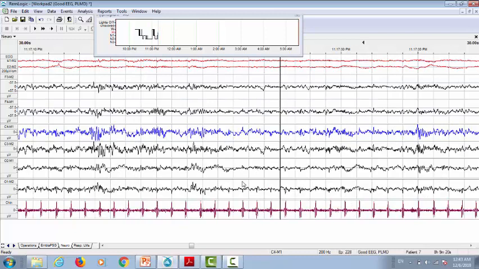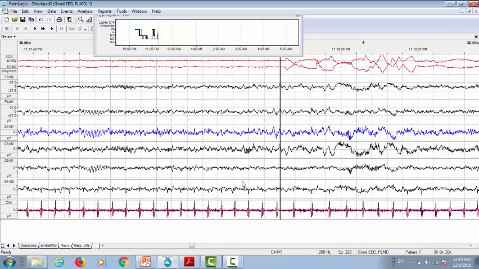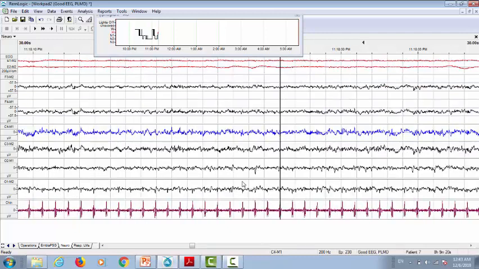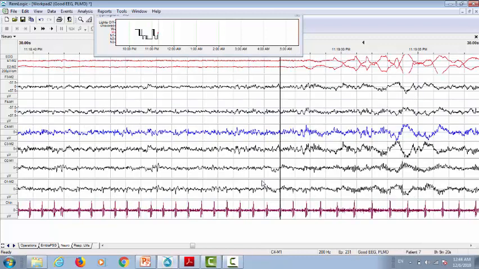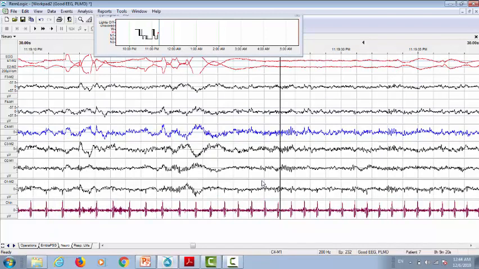So this is tonic REM, and this is phasic REM. So we continue to score as REM sleep unless there is an arousal or transition to N2.